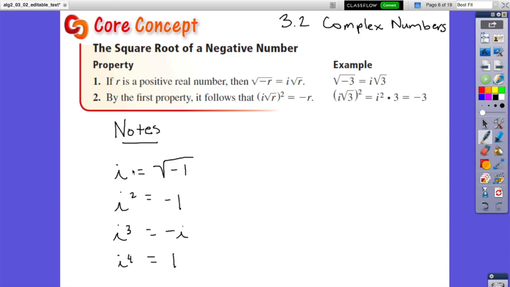Basically i, which stands for an imaginary number, is equal to the square root of -1. So up until now you were told that you cannot simplify this, however you can. It's going to be i squared is -1, i cubed is -i, and i to the fourth is 1. So write those notes down and study them.